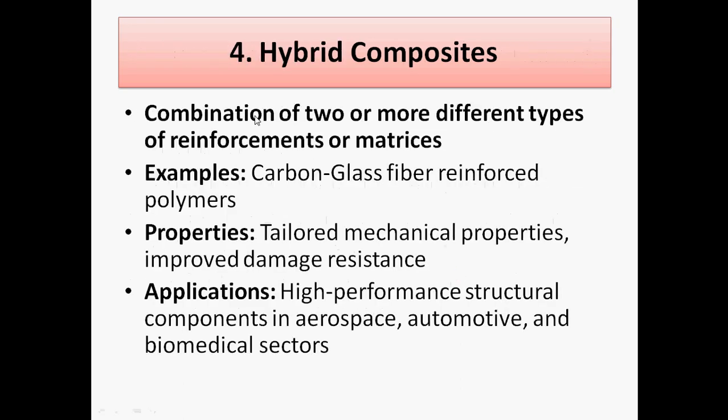Next is the combination, that is about hybrid composites. Two or more reinforcements or matrices are formed, for example carbon glass fiber reinforced polymers, that is CG fiber reinforced polymers. The properties are improved mechanical properties and improved damage resistance. The application area is high performance structural components in aerospace, automotive, and biomedical sectors. So this is about the hybrid composites.